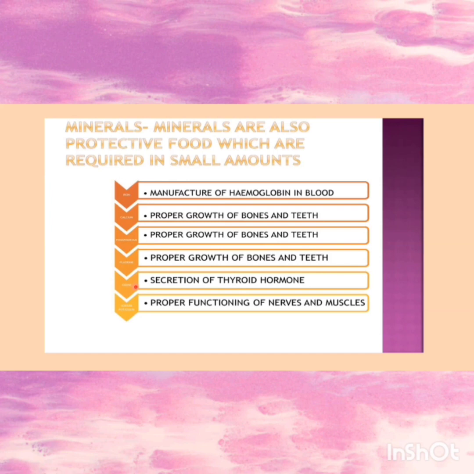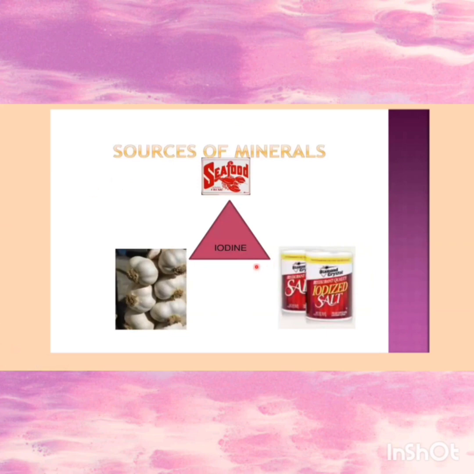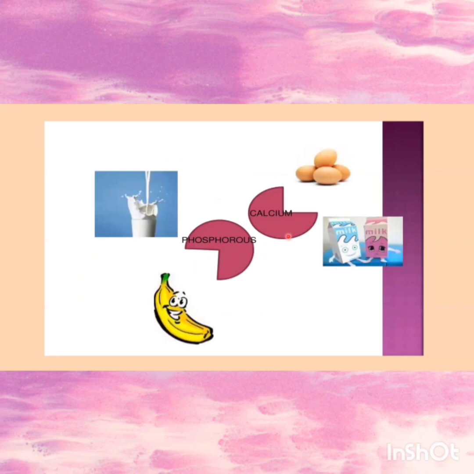Iodine is essential for secretion of thyroid hormone, and sodium and potassium is essential for proper functioning of nerves and muscles. The sources of iodine you can see in the picture: seafood, iodized salt, and garlic. These are the sources of iodine. Next, the sources of calcium and phosphorus are banana, eggs, milk. These are the sources of calcium and phosphorus.